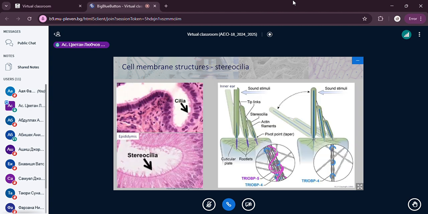A sub-variant of this one is called stereocilia, which is way longer, as you're going to see on this picture, compared to cilia. Stereocilia are typically found in the inner ear, guys, where the stereocilia convert movement into neuronal impulses, as you're going to hear this way.